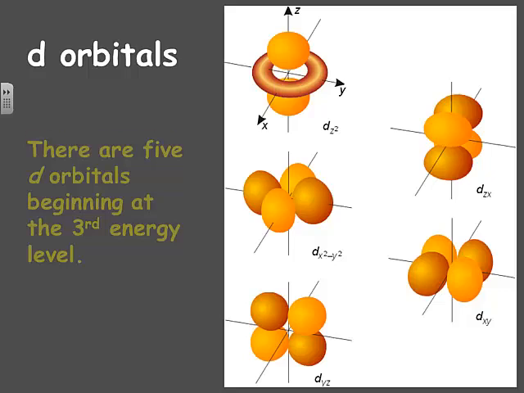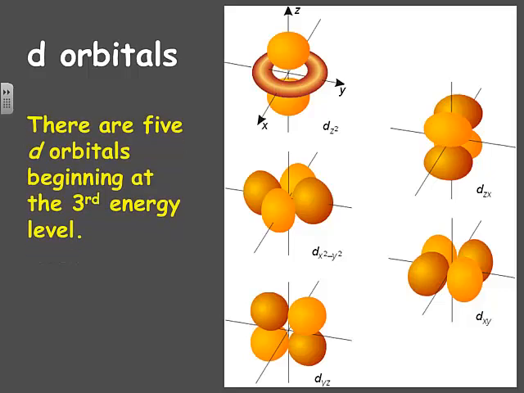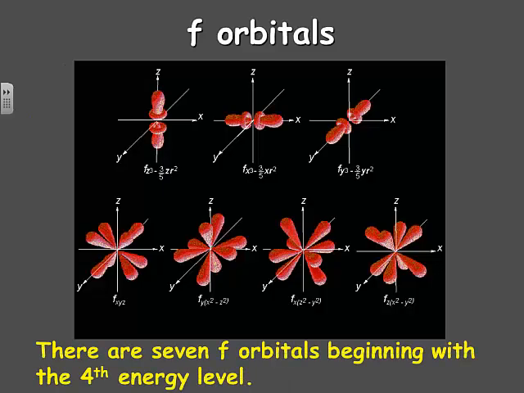There are 5 different d orbitals, and they begin at the 3rd energy level, because remember, the first only has an s sublevel and the second has an s and a p sublevel. So the 3rd has s, p, and d sublevels. So it's at the third energy level that we finally see d orbitals. And finally f orbitals, which are stranger yet, but they have flower shapes for most of them.